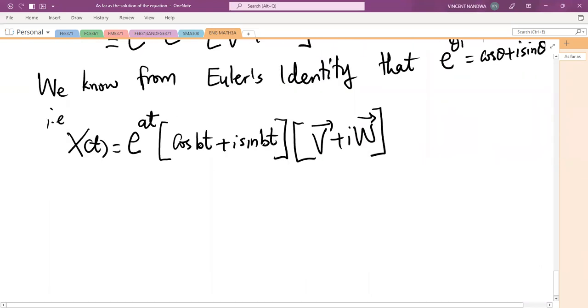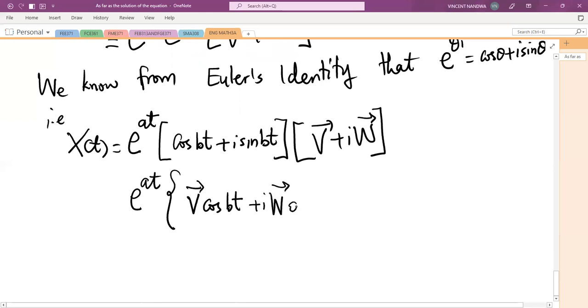So then let's carry out this multiplication. We'll have e raised to power at. This by this will have v cosine of bt. This by this will be plus iw cosine of bt. This by this will be plus i v sine of bt. I times i is i squared, which is minus 1. So we'll have minus w sine bt.